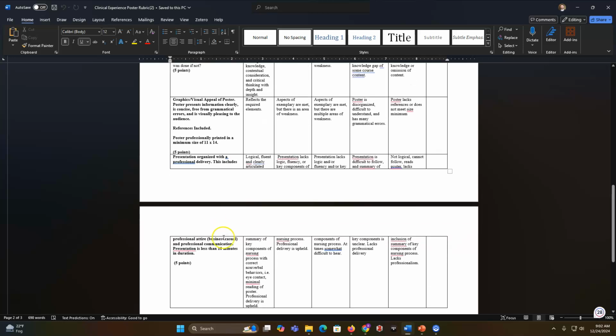And then for the presentation, when you present, make sure that you have professional delivery. Make sure that you're dressed appropriately. Make sure that you're speaking correctly. Make sure you're using appropriate terms and a professional communication style. And lastly, make sure that the presentation that you're recording is less than 10 minutes in duration.